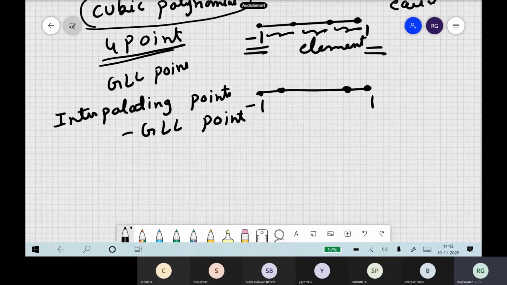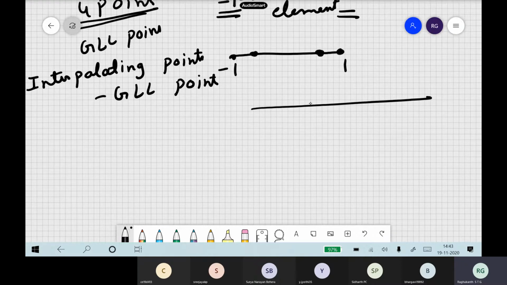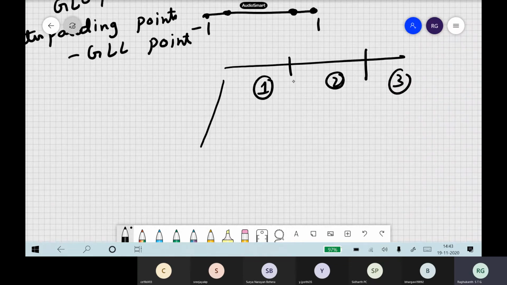Let us say you want to divide this into 5 nodes. First of all, you have this domain. Now you divide this domain into elements. Let us say you have divided it into 3 elements: the first element, the second element, and the third element. Now you take the first element, and I want to represent it with, let us say, 5 nodes.